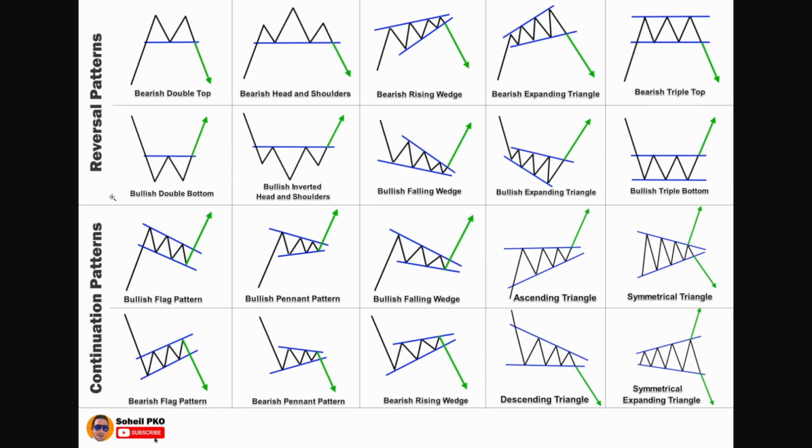That means, say a stock's going up and it's getting ready to turn and go down. Or vice versa, a stock's going down and it's reversing to an upside. So the first one is a bearish double top.